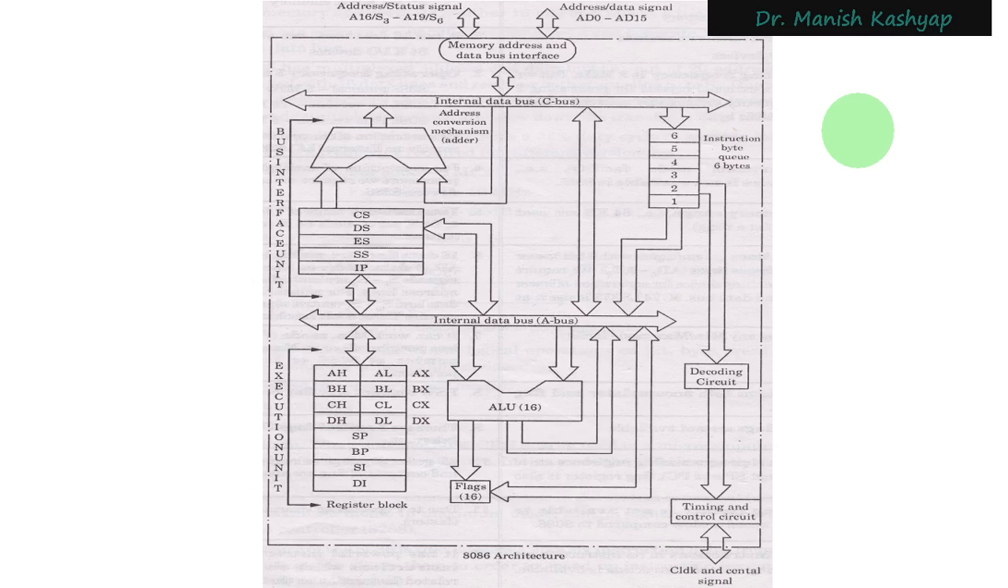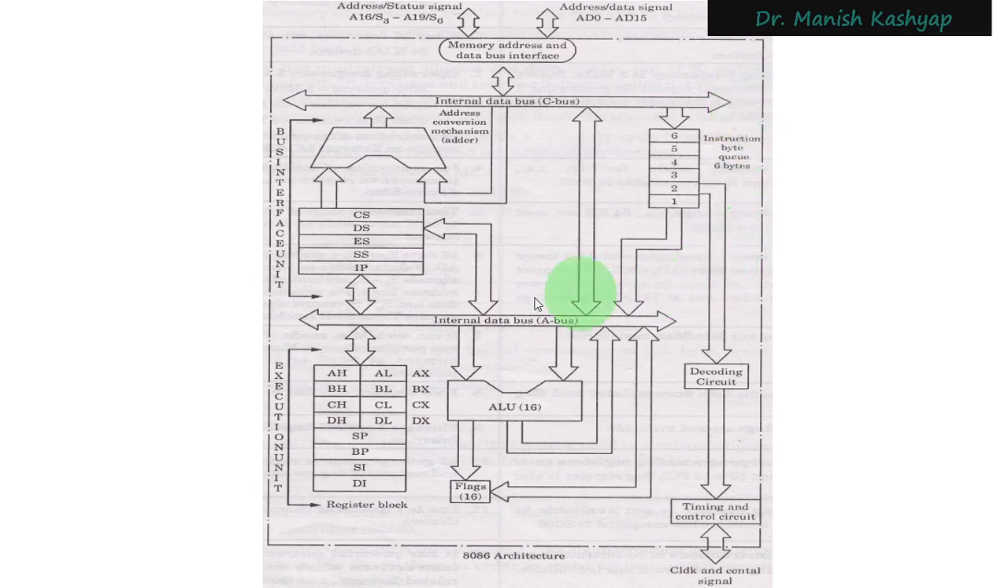But then the second fact that adds to its speed is the independence in operations of the execution unit and the bus interface unit, so that whenever they perform their operation, the execution unit does not depend on the bus interface unit for waiting for instructions. They are always available in this instruction byte queue, right?